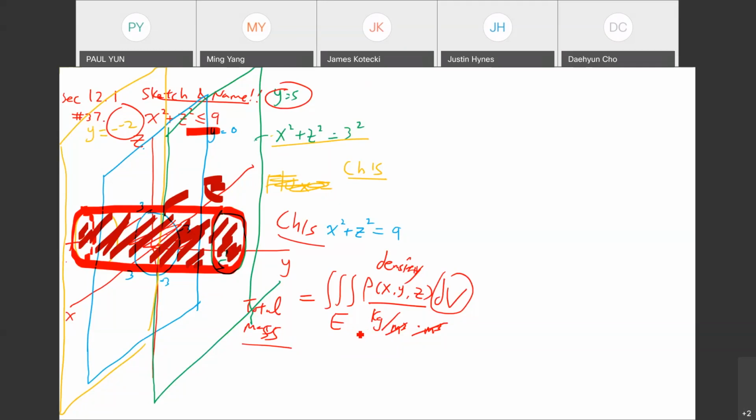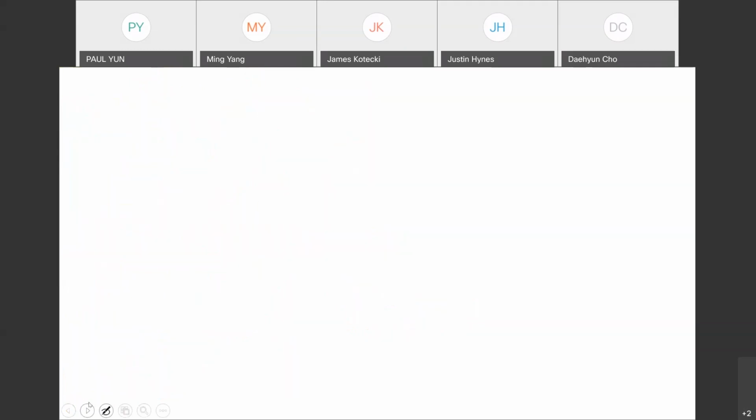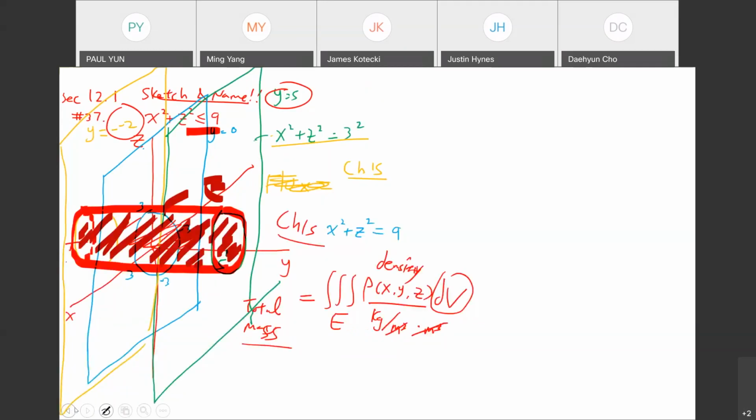Okay. Good. Quick question. Yep. How does the 9 get incorporated in this problem? Like, is there a limit on the y-axis the cylinder can go, or is the 9 there just for the radius? So this is what happened.